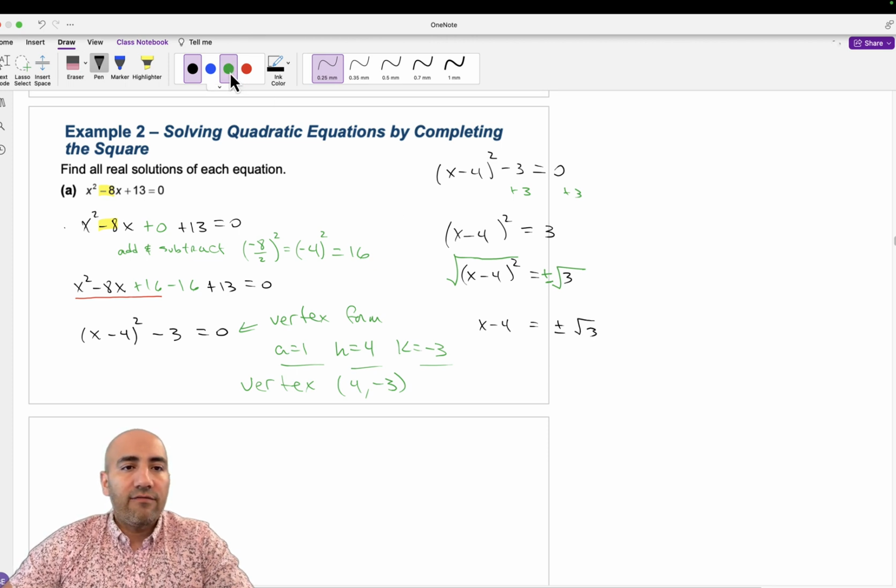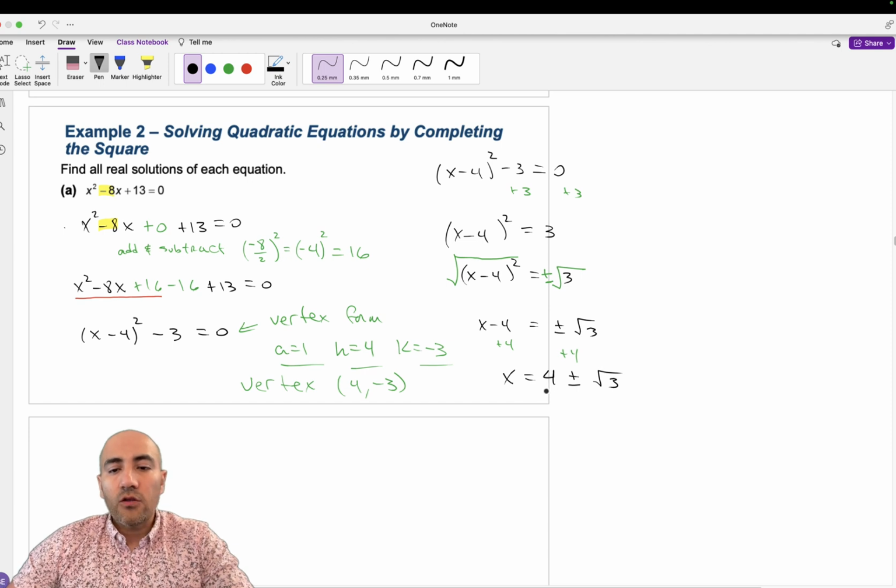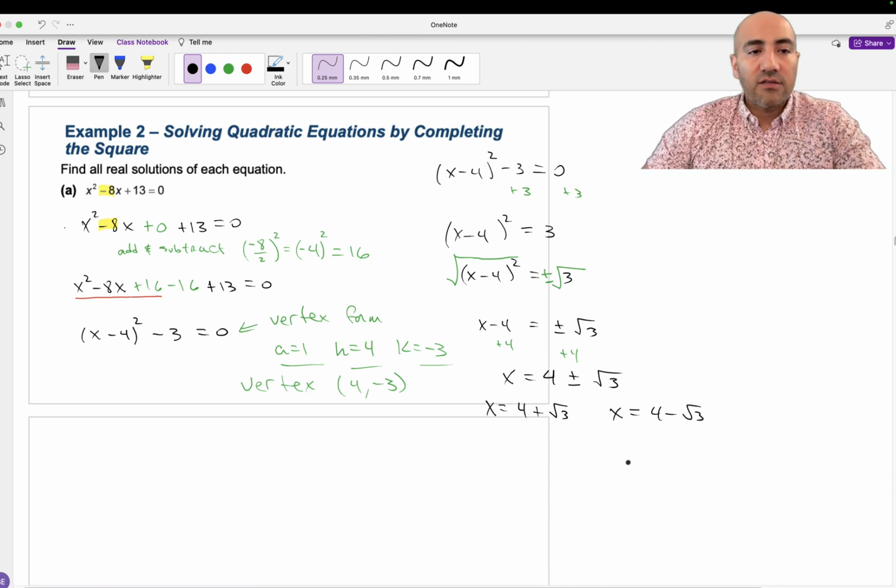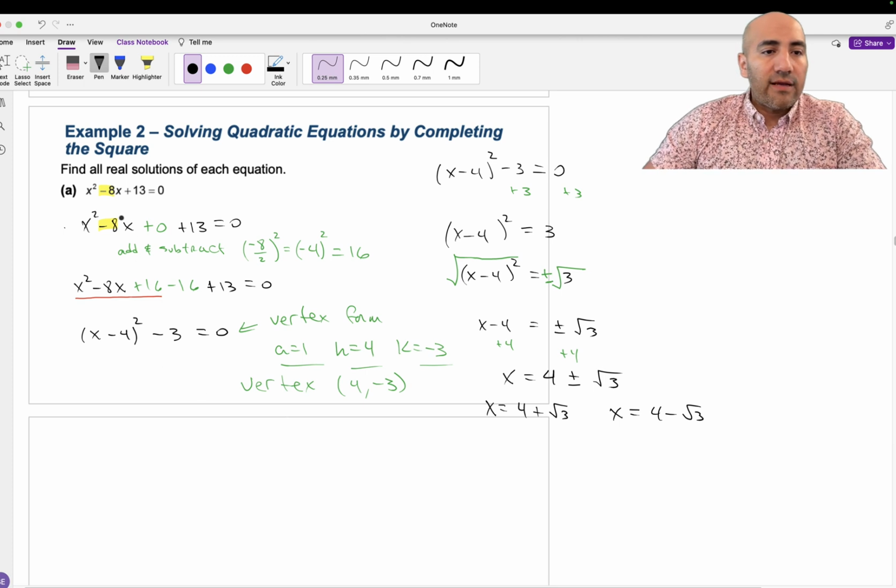And then finally, I add 4 to both sides, plus 4, plus 4. And so we get our two solutions. x equals to 4 plus or minus square root of 3. Right? So one solution is x equals to 4 plus root 3. And another solution is x equals to 4 minus root 3. Good. So both of these should give us a true statement. Let's check it. Right? Again, if we go back to our original statement and replace x with each of these values, I should get a true statement. So let's check.